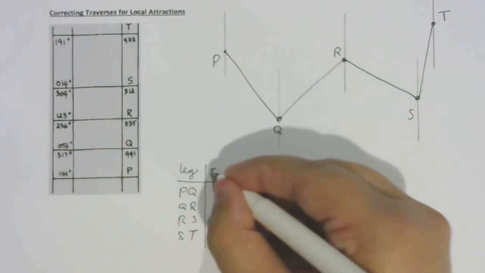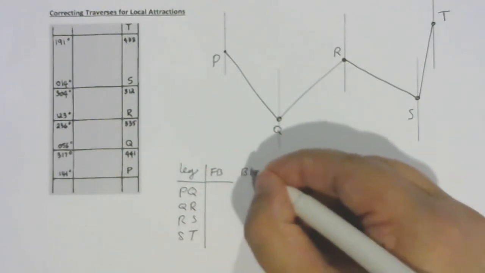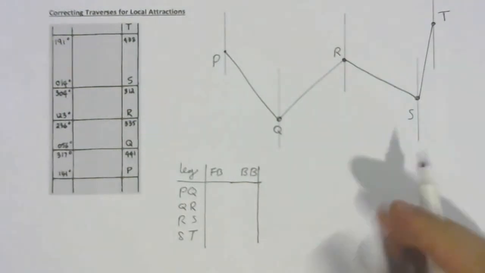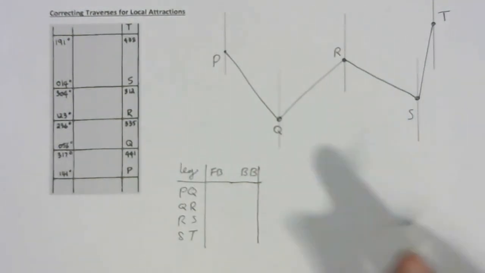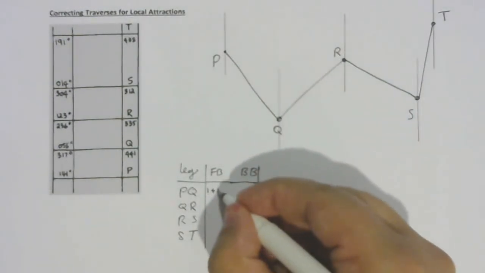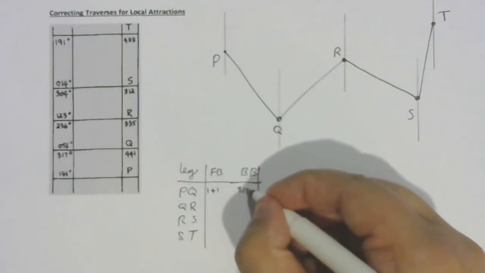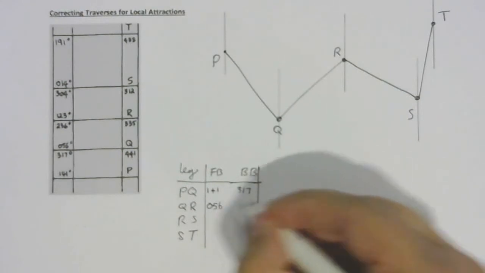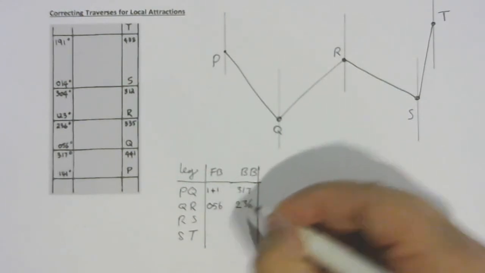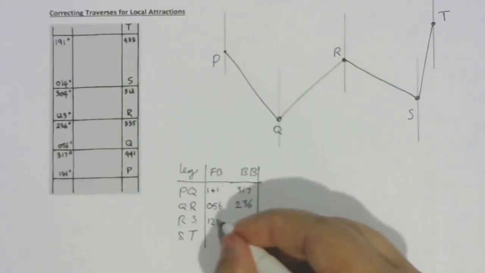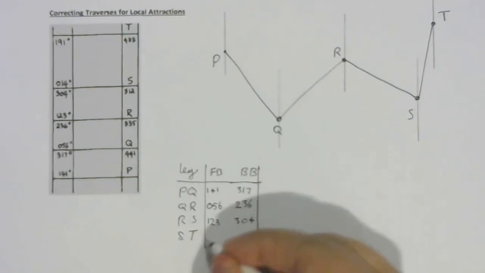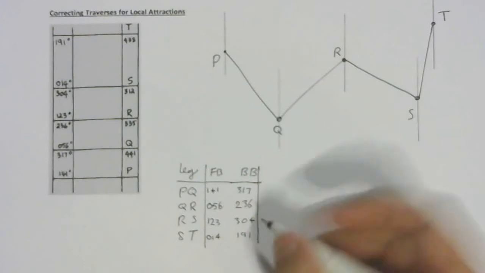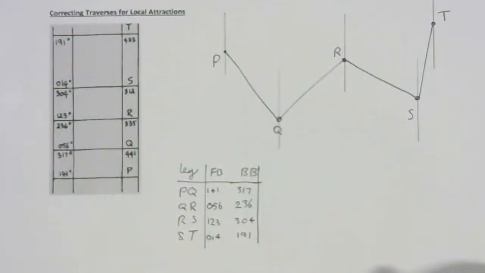And I'm going to put in my forward bearing and my back bearing. So I'm pretty much just translating this information from our field notes so we can clearly point out any differences. So our forward bearing is 141, our back bearing is 317. Next one, 056, 236, 123, 304, and 014, 191, coming straight from our field notes.